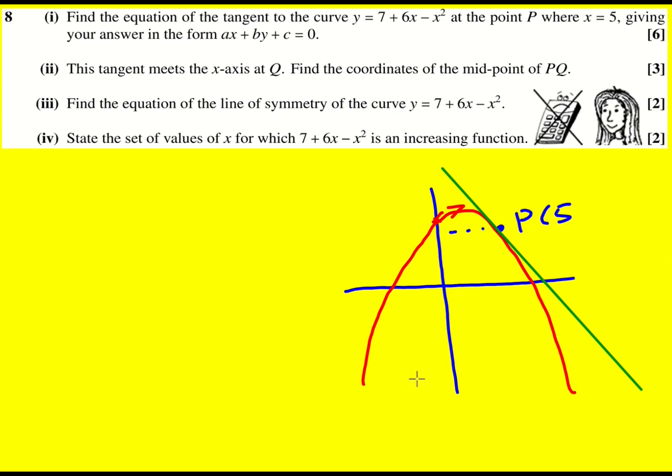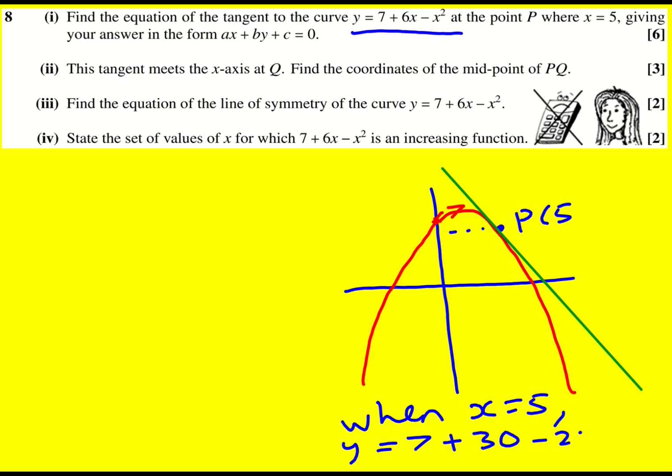The first thing I'm going to do is work out the y value then. When x equals 5, y is going to be 7 plus 30, I'm just substituting 5 into here, minus 25, which is going to give me 12. So P is (5, 12). Okay, now tangent. Sorry, this is part 1.